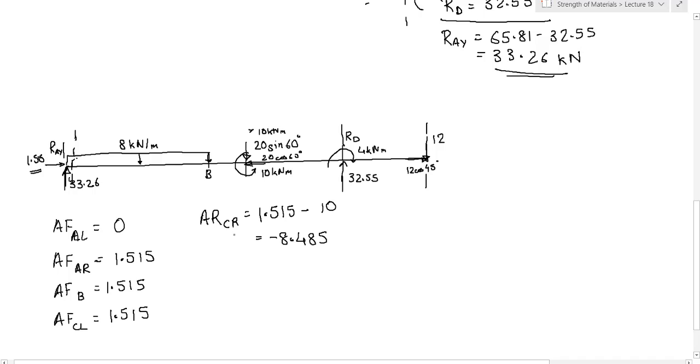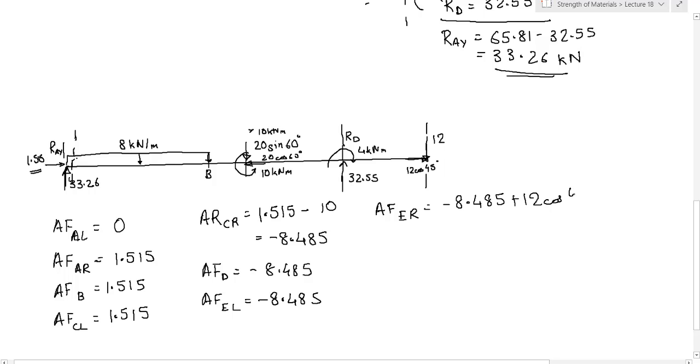Now this will continue, right? At D also there is no horizontal force. So axial force at D will also be this only, minus 8.485. Axial force to the left of E will be minus 8.485. But axial force to the right of E will be what? Minus 8.485 plus 12 cos 45. Right? So it will be plus 12 cos 45, which is coming out to be very, very small.